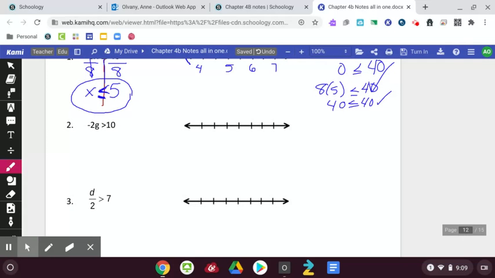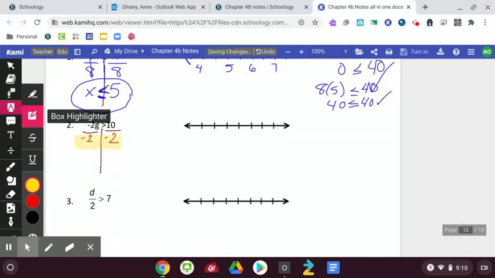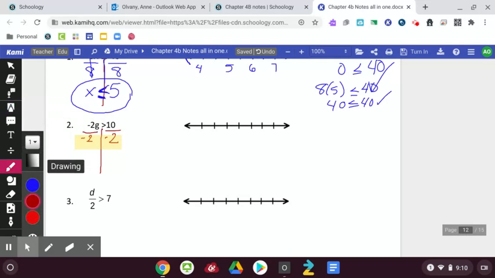Okay, number 2. Now this one I see a negative, so I'm on a little bit of high alert here. I'm going to draw my line separating the 2 sides. G is not alone because it's being multiplied by negative 2. I'm going to do the opposite of multiply, which is divide, and I'm going to divide by that negative. Divide by a negative. Ding, ding, ding! Whenever I hear myself say in my head that I'm going to divide or multiply by a negative, I automatically take this sign and I flip it.